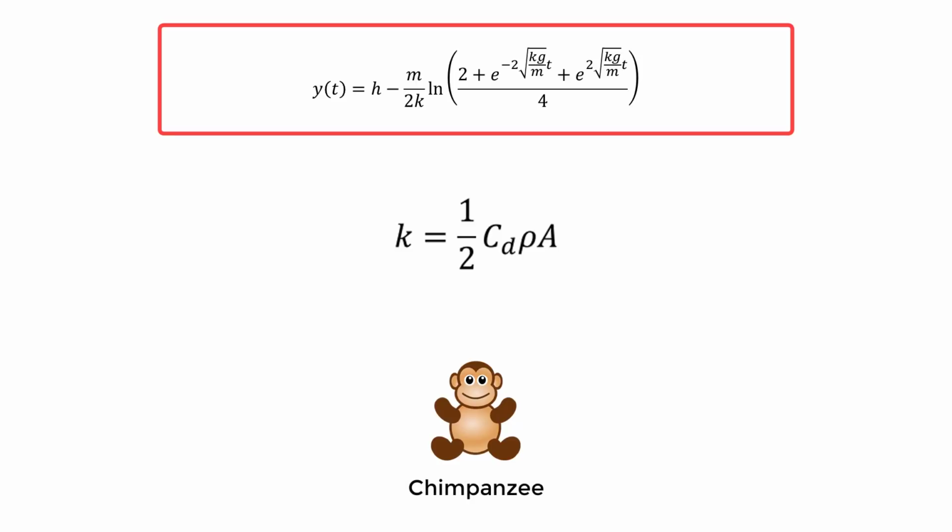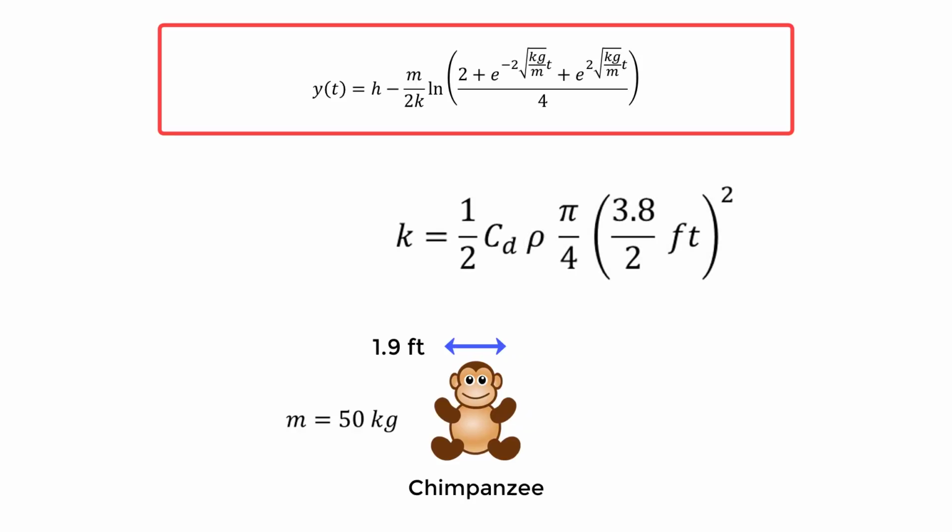Alright, so I did a little research. The average chimp is about 3.8 feet tall and weighs 50 kilograms. So they're going to be pretty chubby and round, so we can treat the cross-section of their bodies like a circle with a diameter of half their height. That's probably a safe estimate.